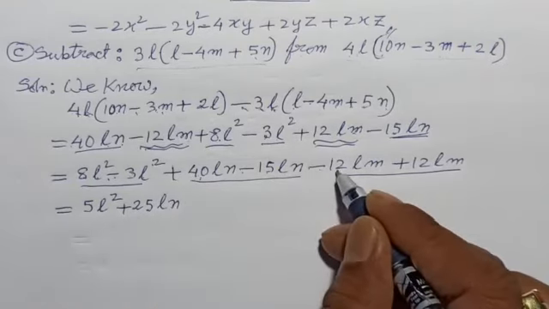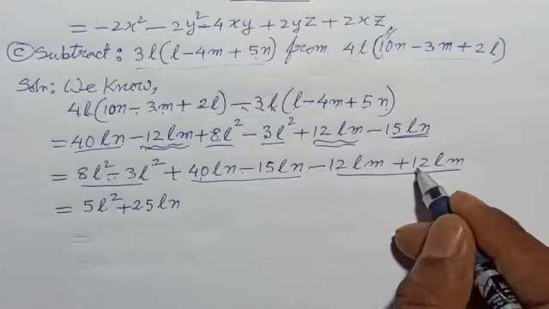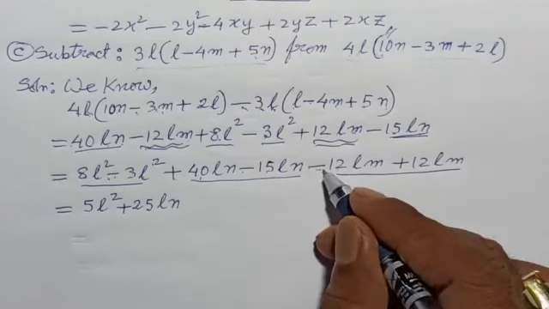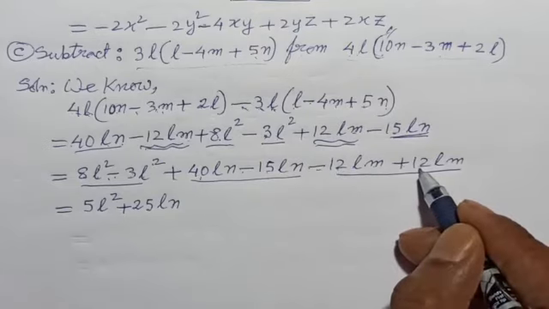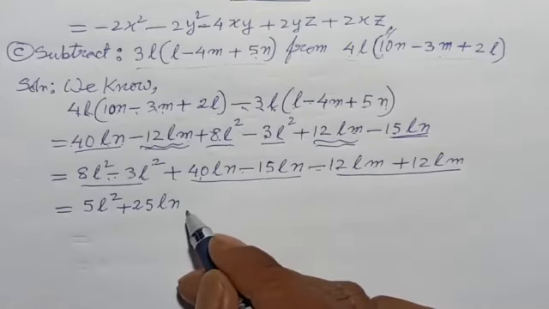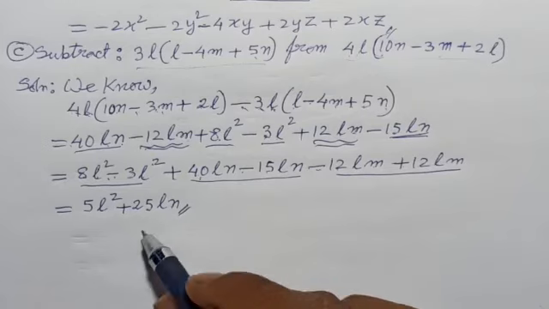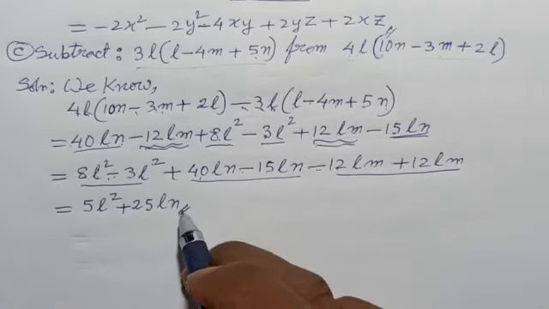Minus 12lm plus 12lm. Since this is minus, this is plus, we have to subtract. From 12, if we subtract 12, there is 0. So no need to write down the next term. So this is the answer. Can you understand this or not? I hope you can understand this.